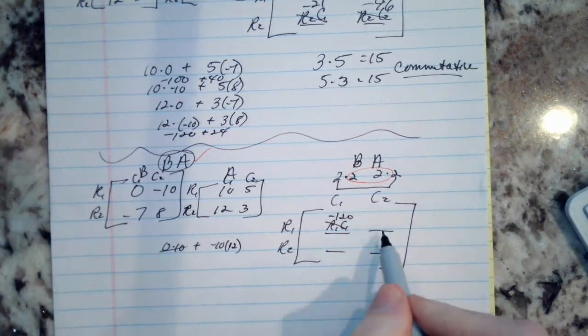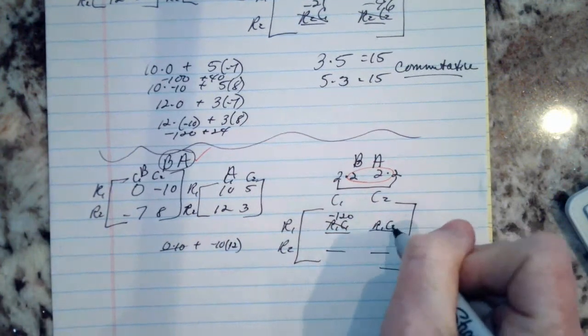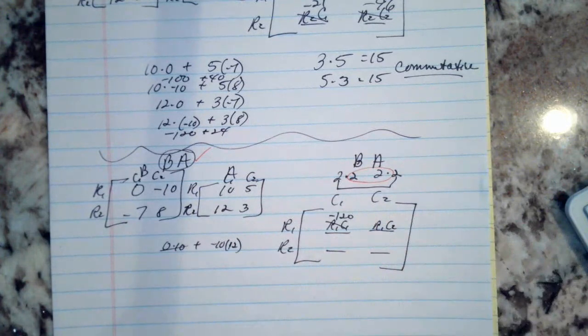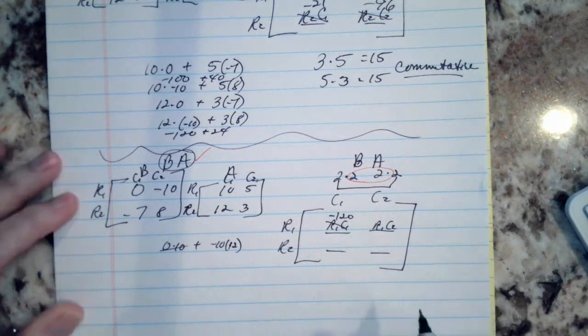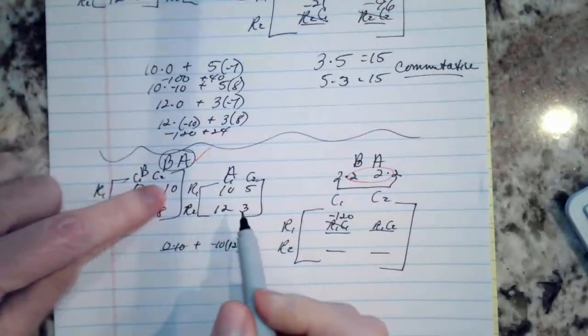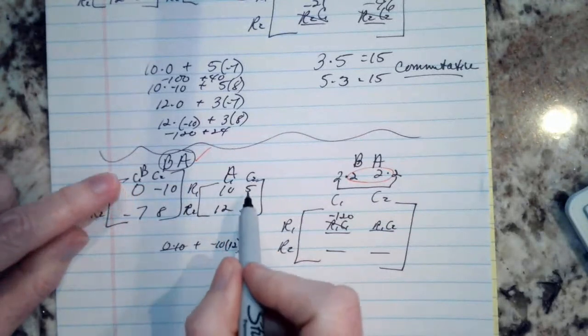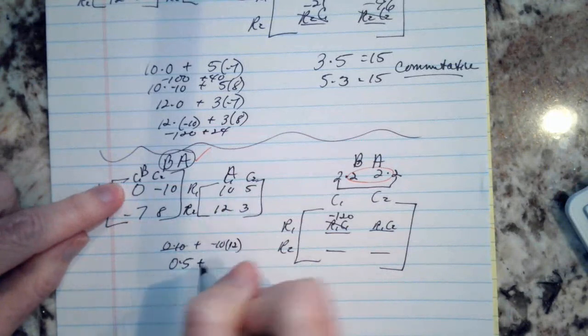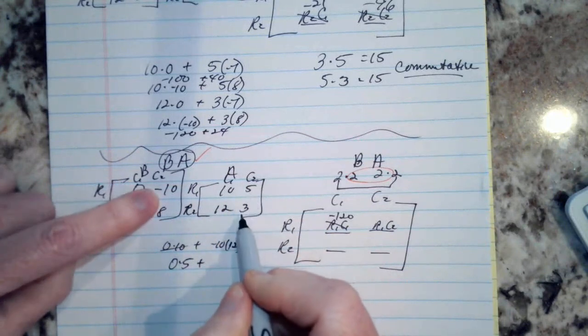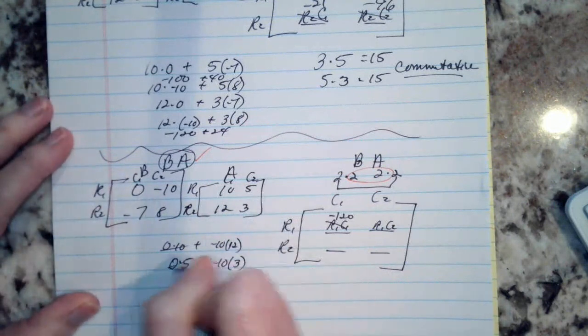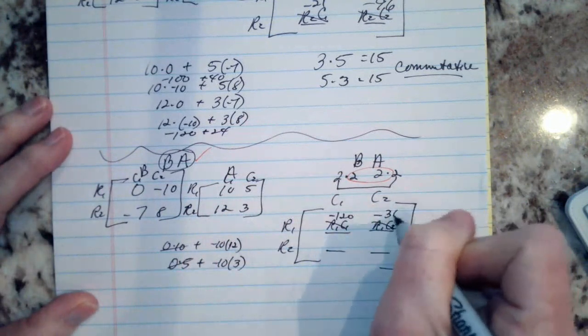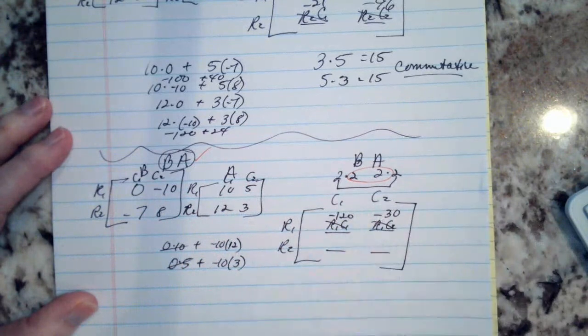Okay, see what you can do about row 1, column 2. Okay, so we're doing row 1. And we're doing column 2. So we need 0 times 5 plus scoot, negative 10 times 3. That'll cancel out. We'll get negative 30 in this position of row 1, column 2.